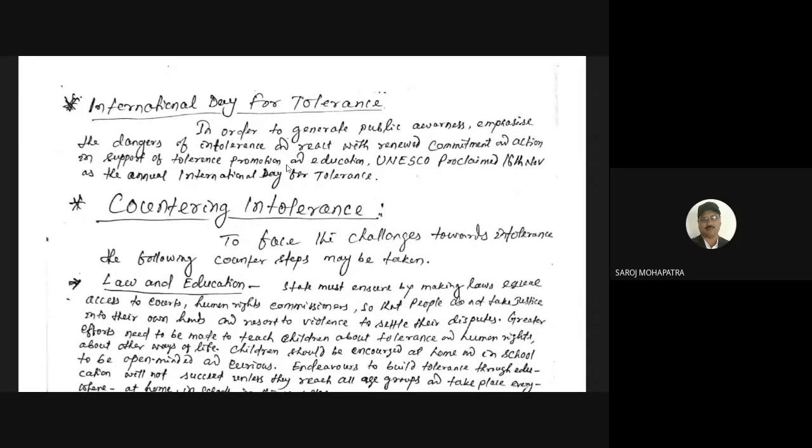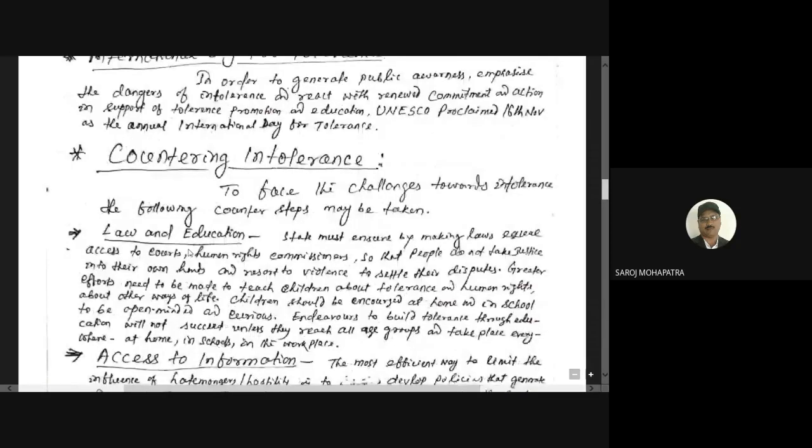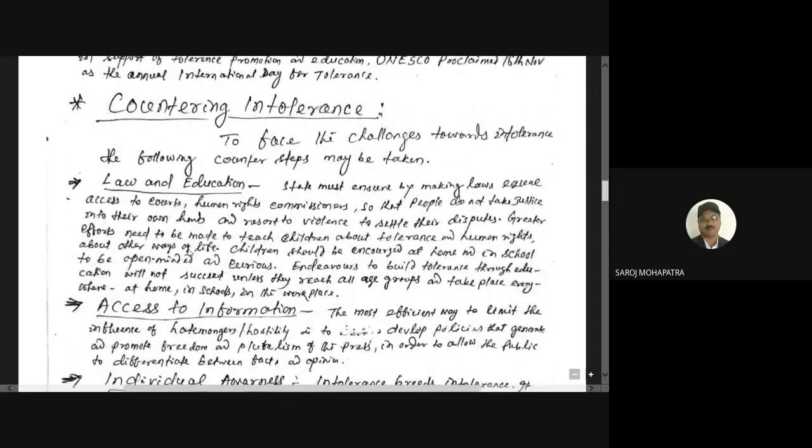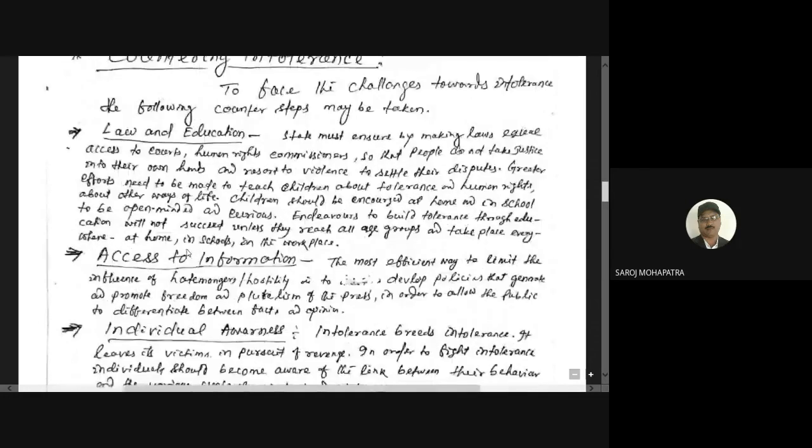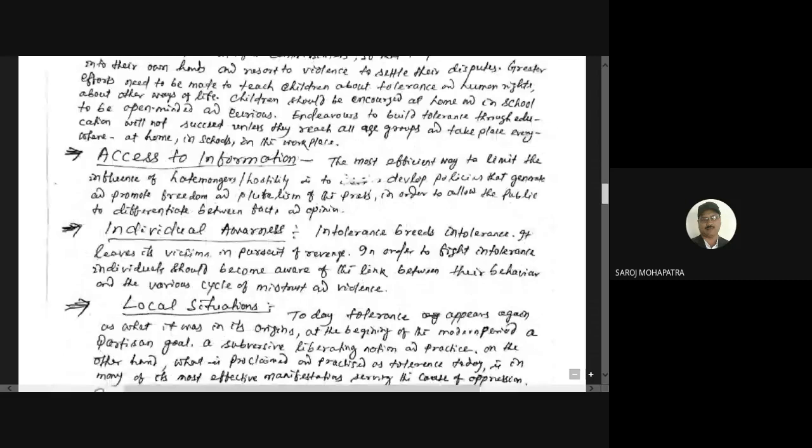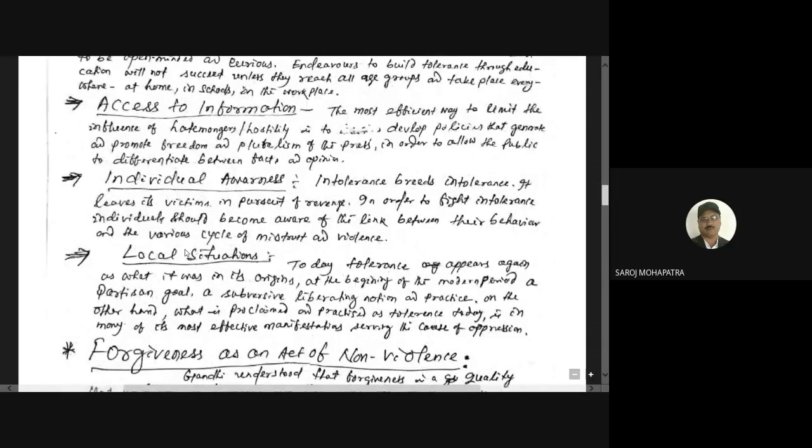It is Gandhi's idea, so it has been spread throughout the world. Even the UNO gave it respect. And that is why UNESCO proclaimed the 16th November as the annual International Day for Tolerance. So countering intolerance involves law, education, access to information, and individual awareness. Intolerance breeds intolerance.